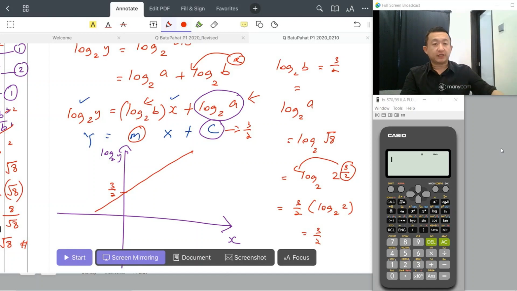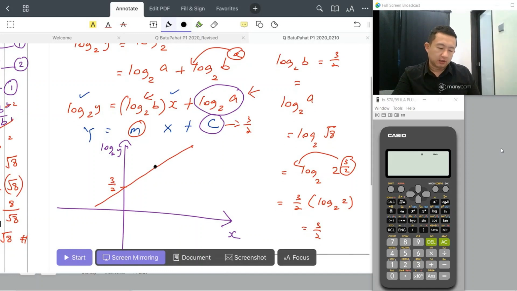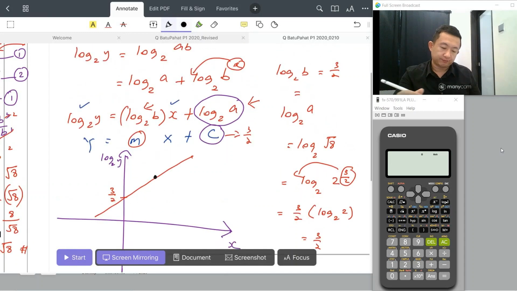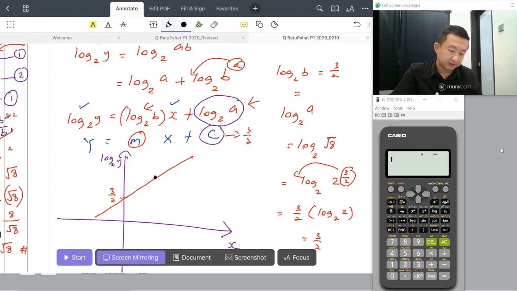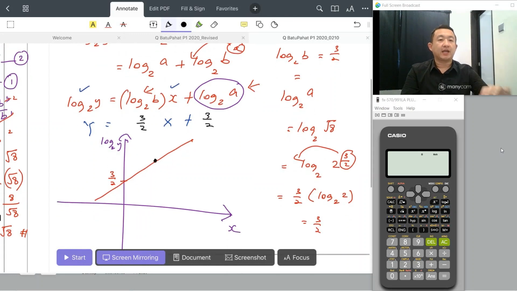If you want to be more safe, you can have one more coordinate at any point. You put in and you figure out. Okay? So what number should you put in? Up to you. Because now we have y equals to mx plus c. The m I know, 3 over 2. The c also I know, 3 over 2. So I just need to put in and then get my x and y.